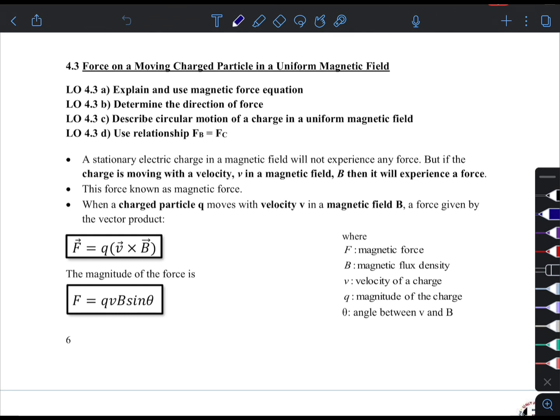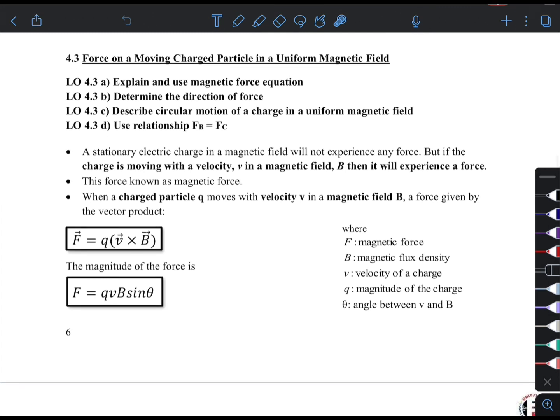Subtopic 4.3 from chapter 4, forces on moving charged particles in a uniform magnetic field. There are 4 learning objectives in this subtopic. The first one is to explain and use the magnetic force equation, to determine the direction of force, to describe circular motion of charge in a uniform magnetic field, and to use the relationship FB is equal to FC.